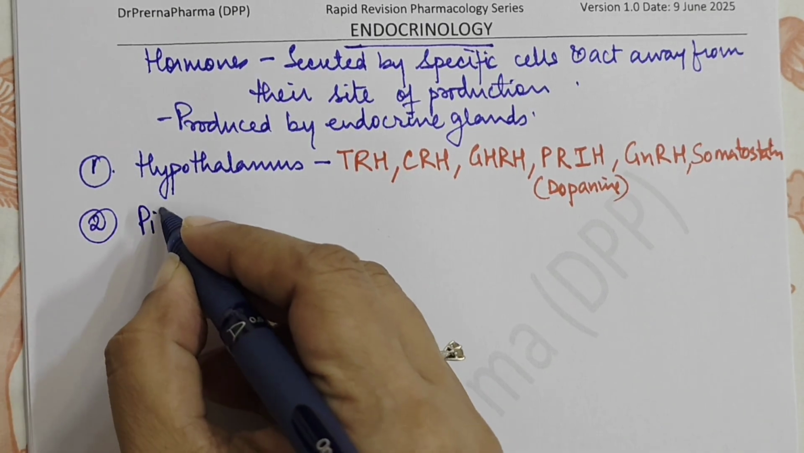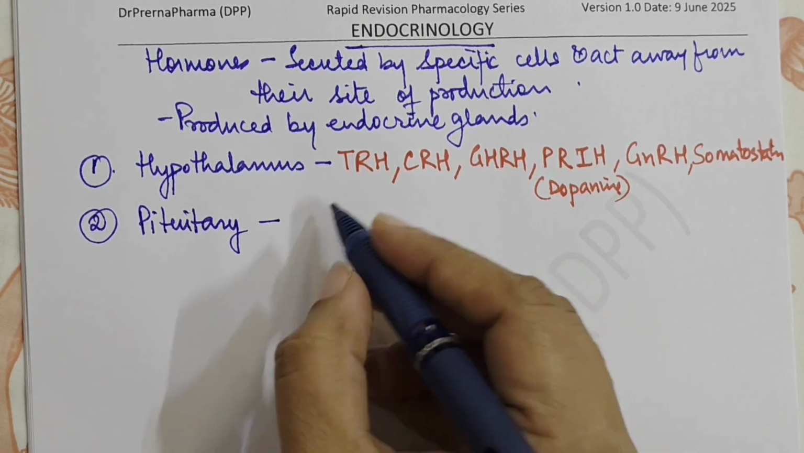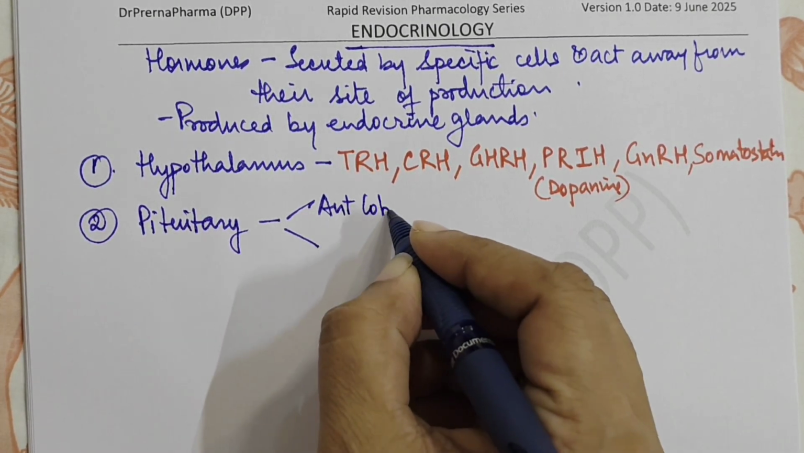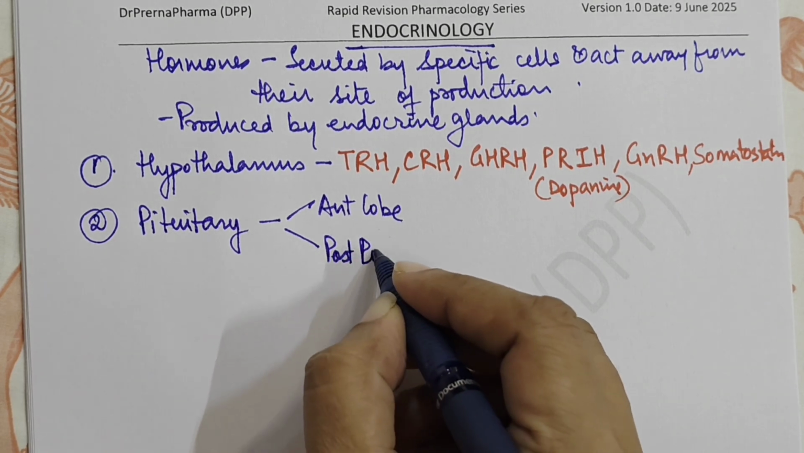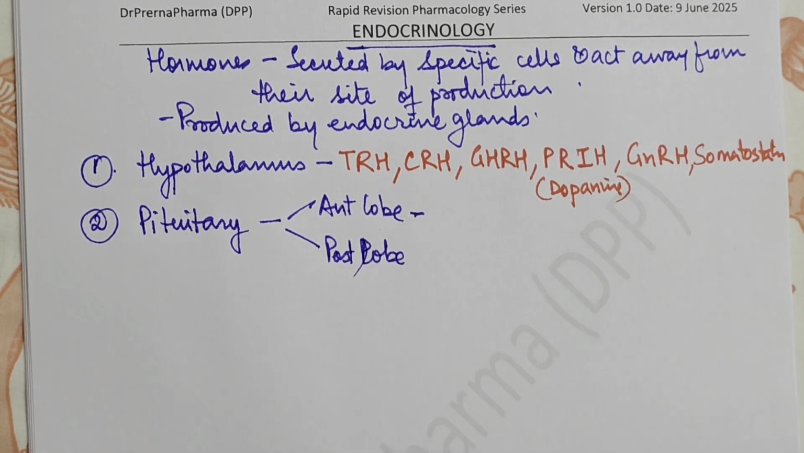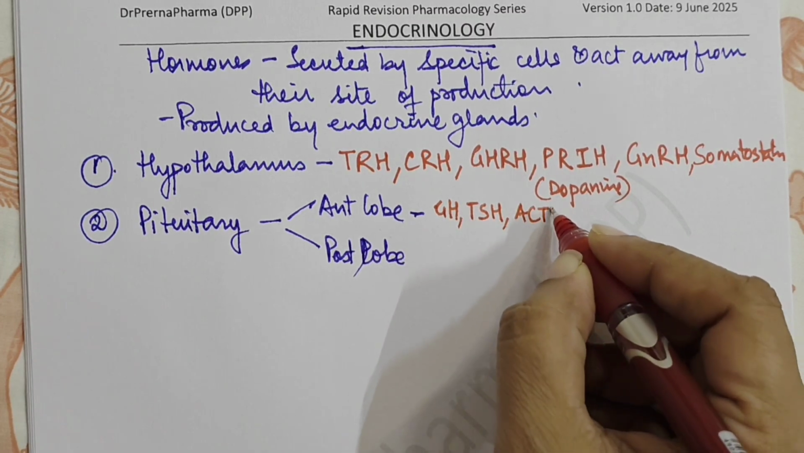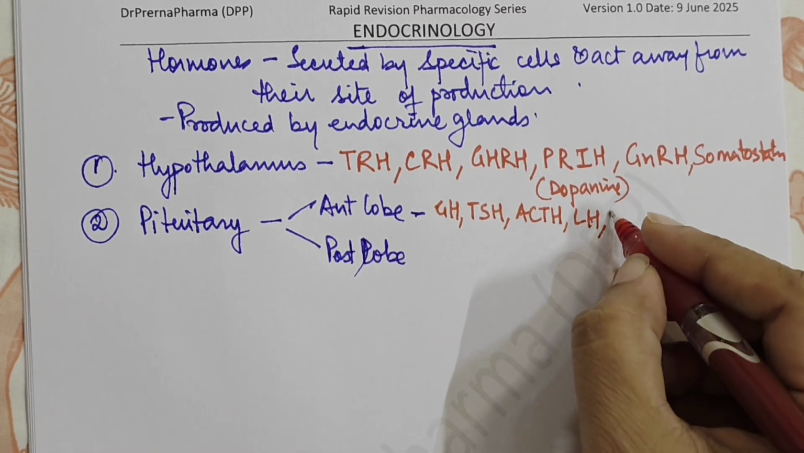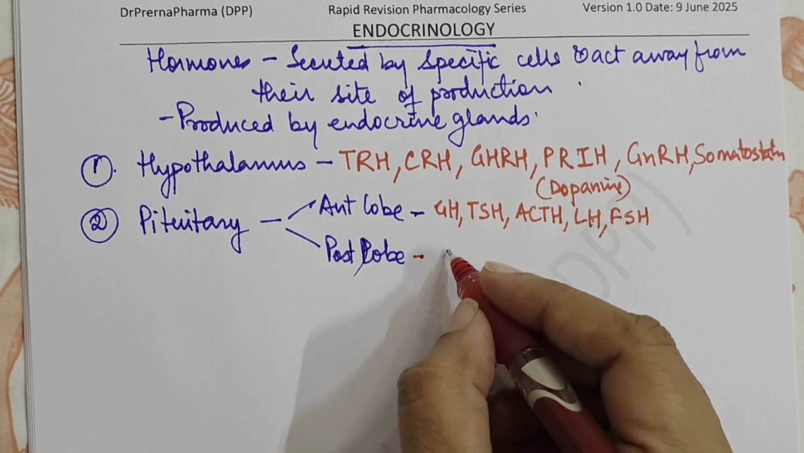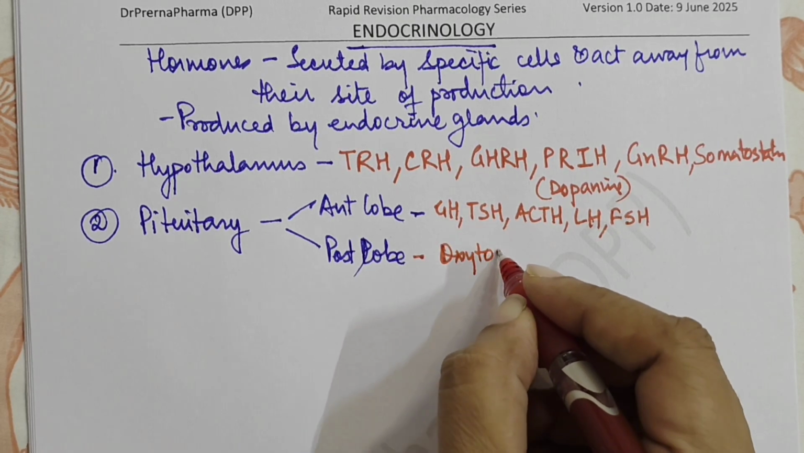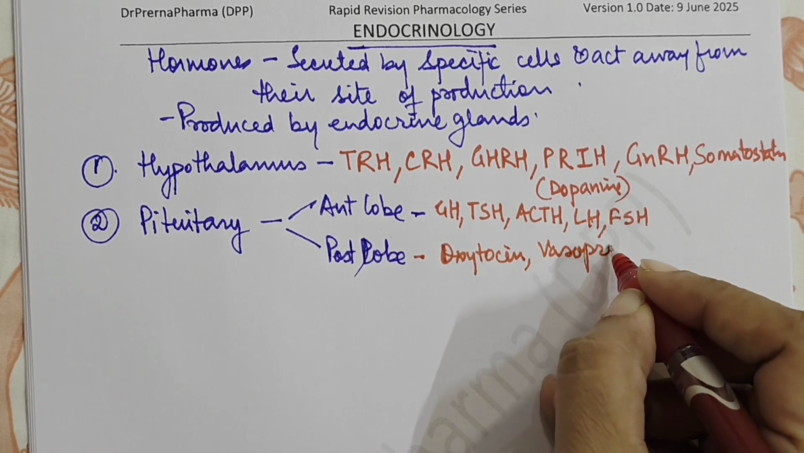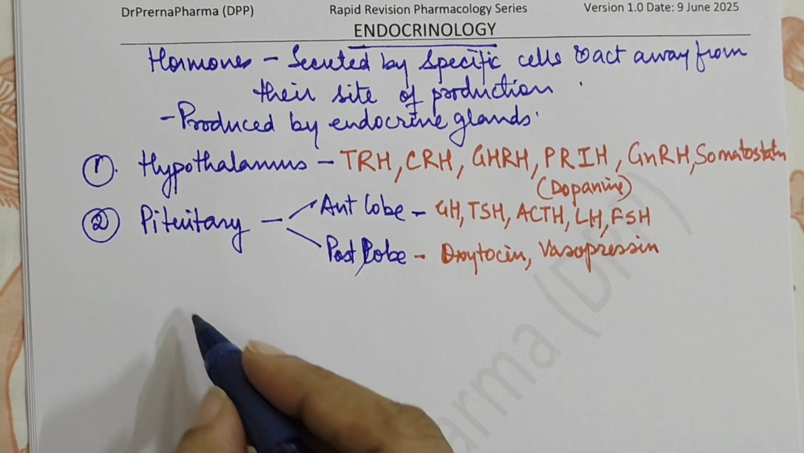Then the second gland which is important is the pituitary. Now the pituitary has an anterior lobe. There are two types of classification. I'll show you both. So we have the anterior lobe and the posterior lobe. Now from the anterior lobe comes growth hormone, thyroid stimulating hormone, adrenocorticotropic hormone, then gonadotropins that is LH and FSH. And from the posterior lobe comes oxytocin and vasopressin. Okay. So this is the classification of anterior and posterior lobe.